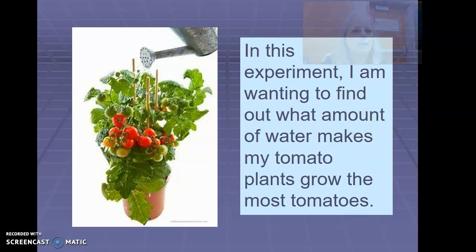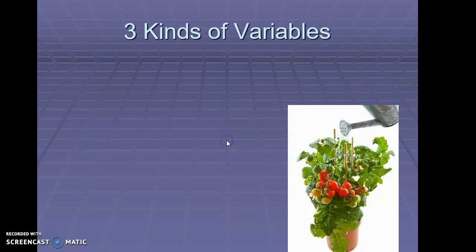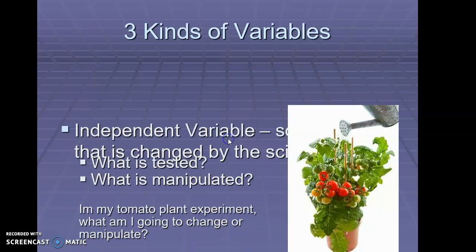In this experiment, I'm wanting to find out what amount of water makes my tomato plants grow the most tomatoes. So my tomato plant over here, I'm trying to get as many tomatoes as I can out of my plant. So I want to know how much water will make them grow the most tomatoes. Again, there's 3 kinds of variables.